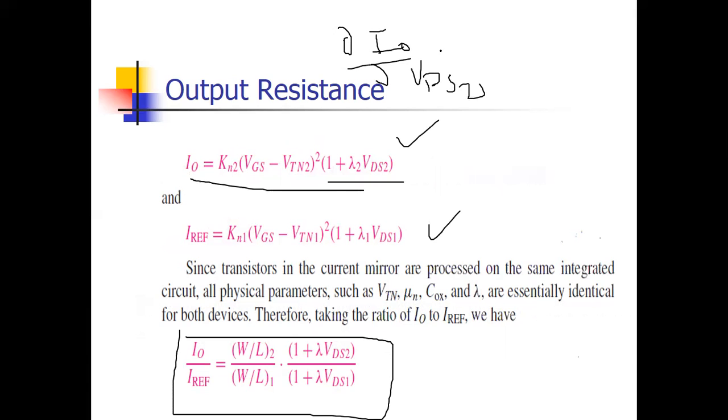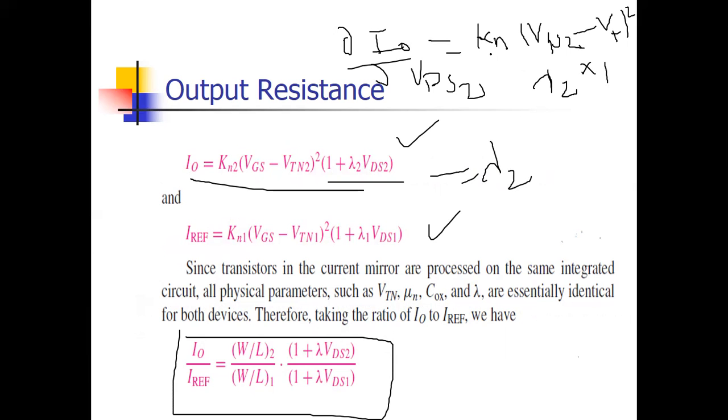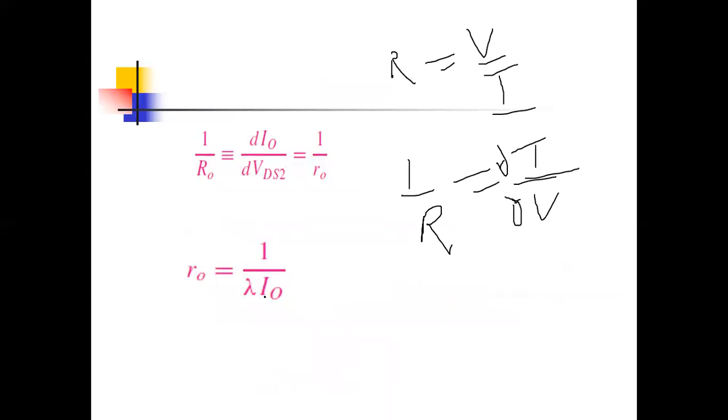How to take the differentiation? Now all these parameters are constant. Kn is constant, (VGS2 minus VTN2) square is constant. Now the differentiation of 1 is 0, and lambda2 will be the same into the differentiation of VDS2, which is 1. So apart from lambda2, this is again the formula of I naught without channel length modulation. So you can write lambda into I naught.